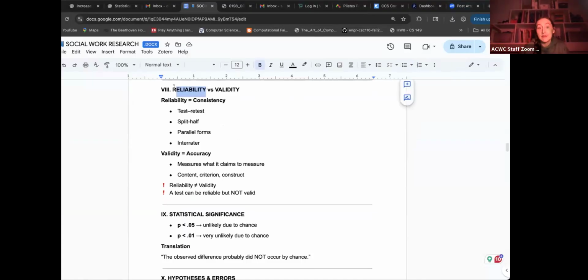And is this assessment valid? If an assessment is not reliable and valid, we can't use it. It would actually be unethical to use it with someone if an assessment is not reliable and valid. So another way to think about reliability is just consistency.